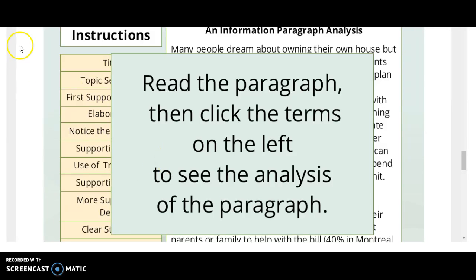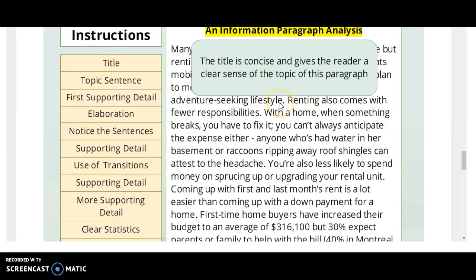So here we go. First things first, this paragraph is in fact connected to the article which you just read, the idea of should people home own or is renting in fact a more beneficial way to provide shelter for us. First and foremost, something important when you're writing a paragraph is to always identify and have a title. It just helps provide concise direction for your reader.